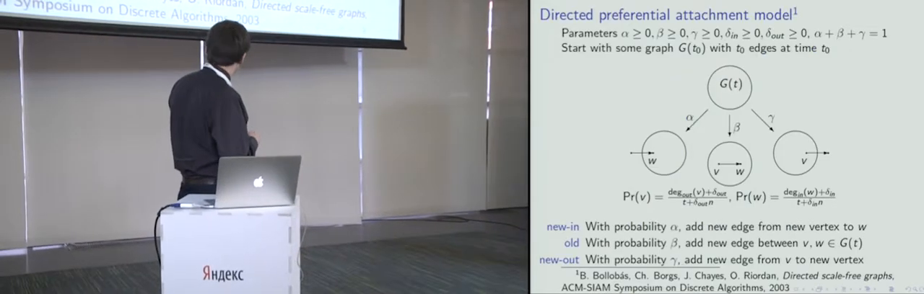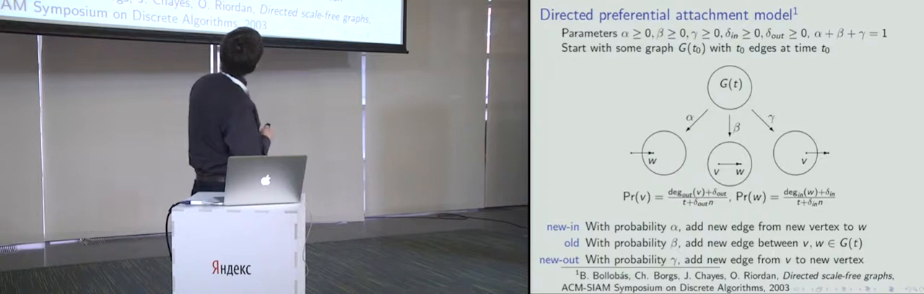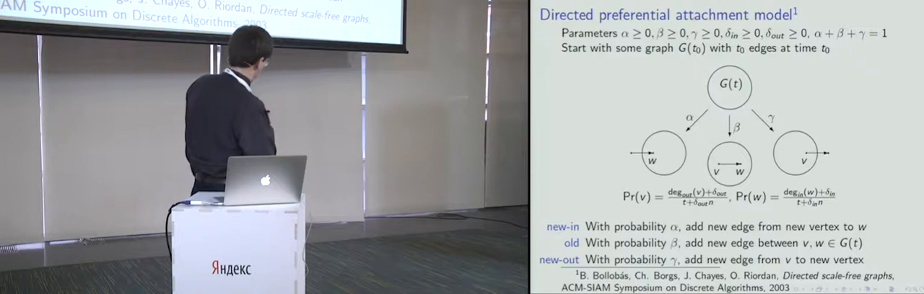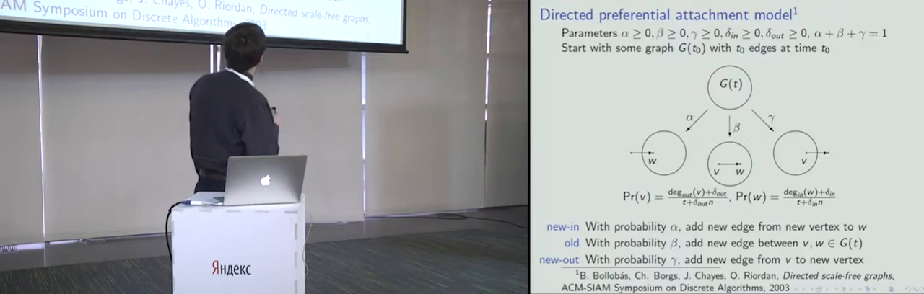Well, we consider a particular model of directed random graph. That is the construction of the model. It has 5 basic parameters: alpha, beta, gamma, and 2 values of delta. It starts with some given fixed graph, with a fixed number of edges, and it has time.